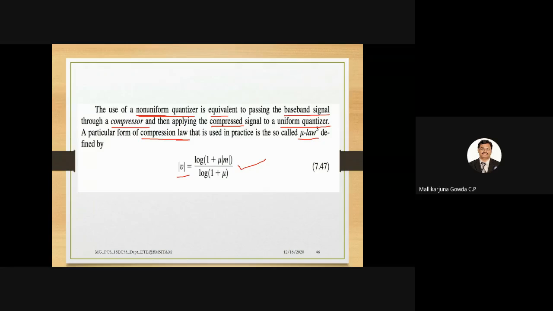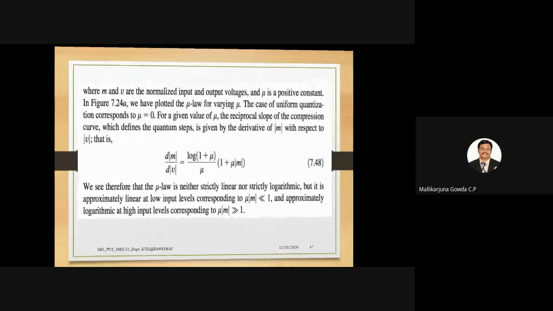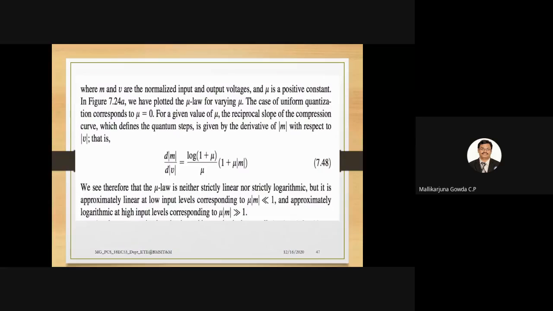So let us see how the graph will look and what V and m are. So mu law will be defined like this: mod V is equal to log of 1 plus mu into mod m, divided by log of 1 plus mu. Since it is logarithmic, I hope we will be able to understand how the waveform will look. Here m and V are the normalized input and output voltages. V is the output voltage and m is my input voltage, and they are normalized. And the value of mu will be a positive constant.